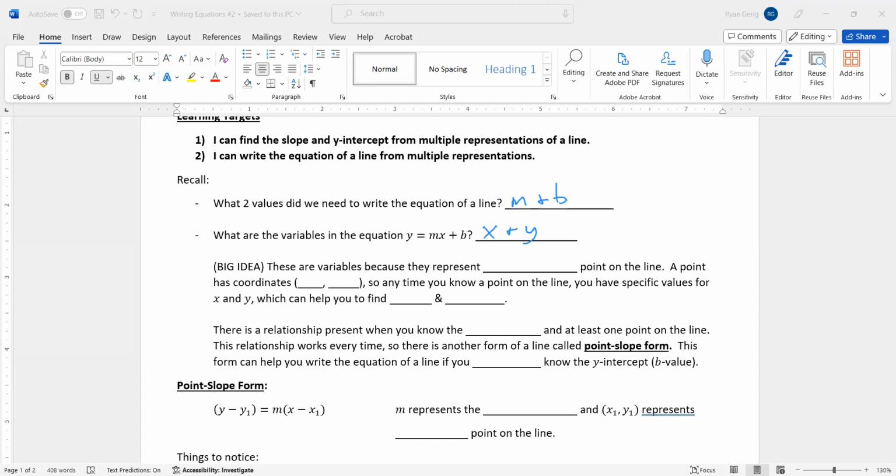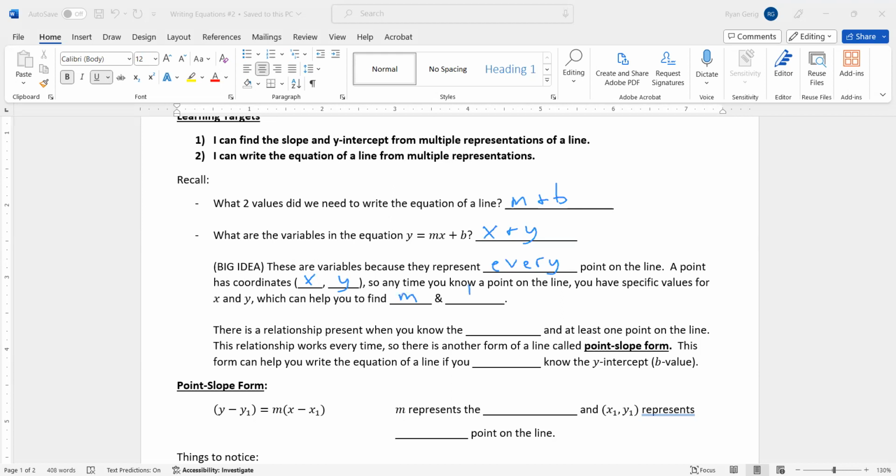So this is the big idea for today. These are variables because they represent every single point on the line. X and Y are changing on the line, and that's why they're variables, because they can change. A point on a line has the coordinates X, Y. So anytime you know a point on the line, you have specific values for X and Y. So if I tell you that the point 4, 1 is on the line, you know that X equals 4 and Y equals 1.